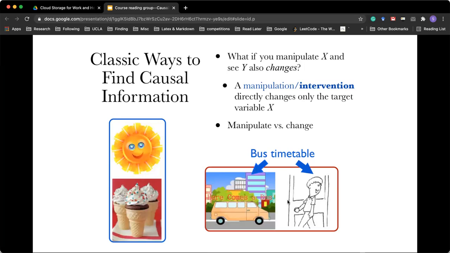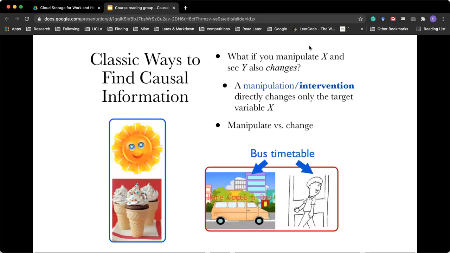Like, if we use a do operator on the bus, or if we use the do operator on the boy, nothing will happen to the other because they are not in a causal relation. The underlying cause is the bus timetable. If we change the bus timetable, then the bus will come at another time and the boy will go outside at another time. That means that if we change the bus or change the boy, nothing will happen to the other. So we know they are not in a causal relation.